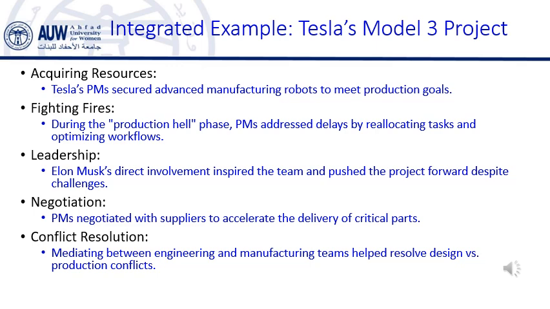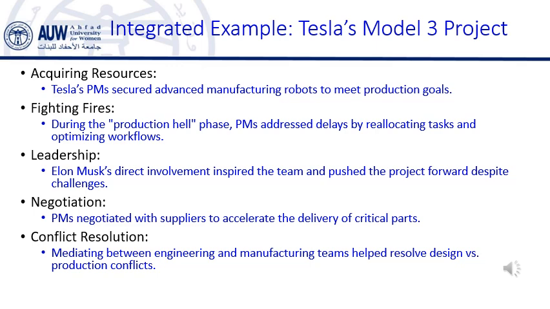Key aspects of leadership in the Model 3 project. Providing vision. Musk had a clear vision for the Model 3, to make electric cars affordable for everyone while maintaining Tesla's reputation for innovation. He communicated this vision clearly to his team. Motivating the team. Tesla's team faced pressure and setbacks, but Musk's leadership and his ability to inspire his employees helped them stay focused on the goal.